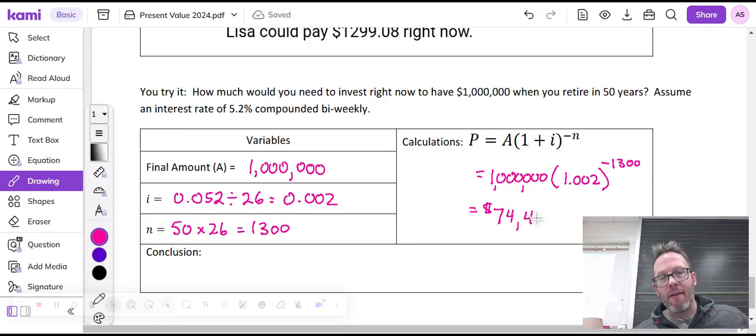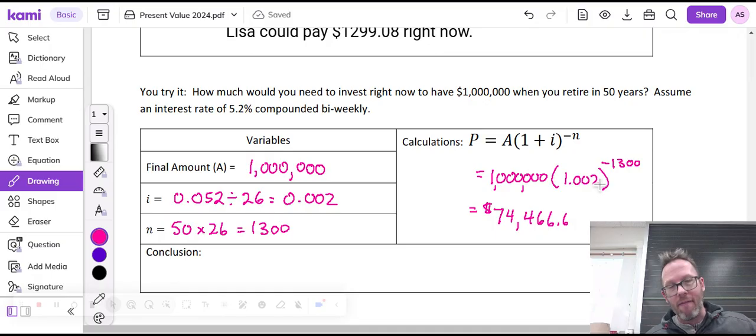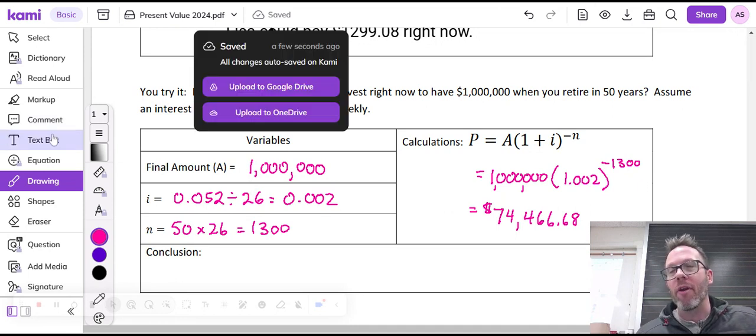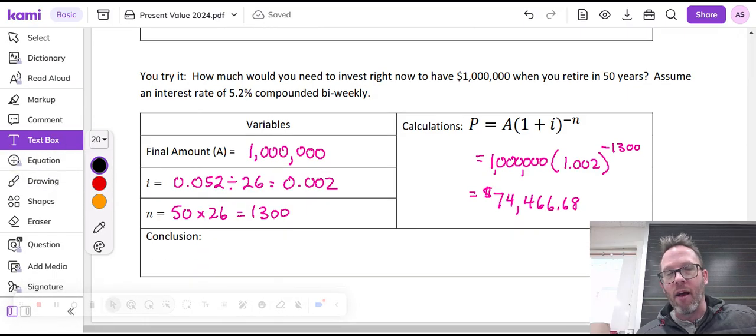Did you guys get 74,466.68? Okay, so I mean it is a lot, but if you put $75,000 in right now, in 50 years at that rate, that would grow to $1 million, growing by a factor of about 12 or 13. So not too bad. But yeah, so if you were wondering how much you need to invest right now to be a millionaire by the time you're 50 and do nothing, it's that much.